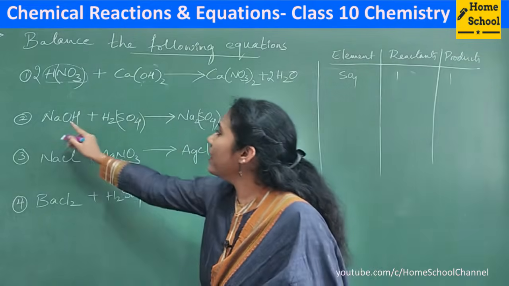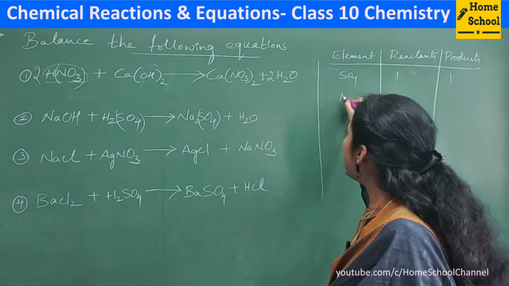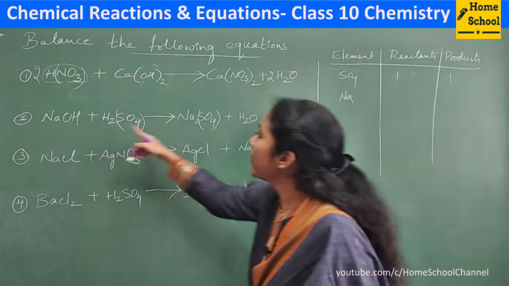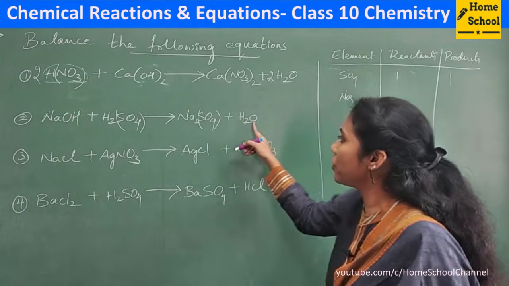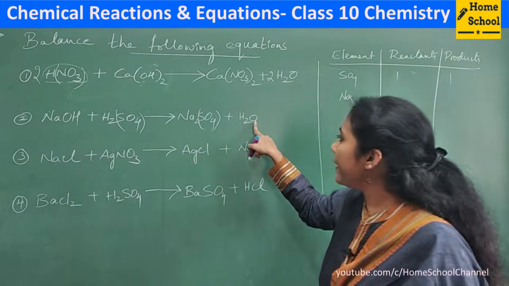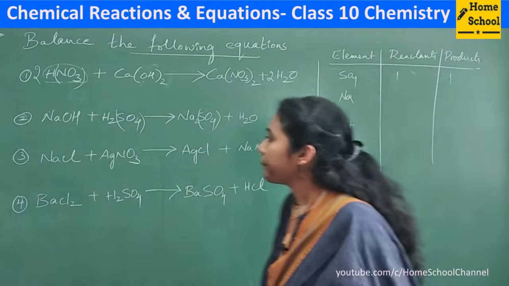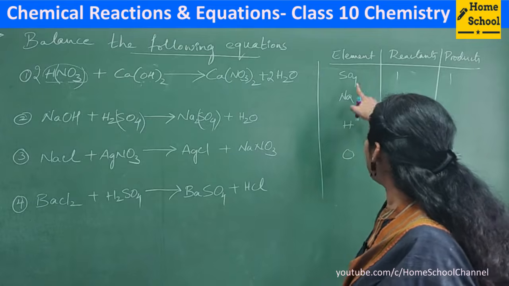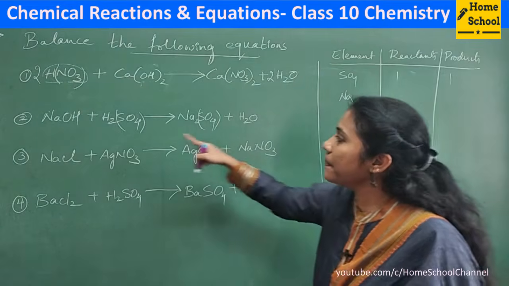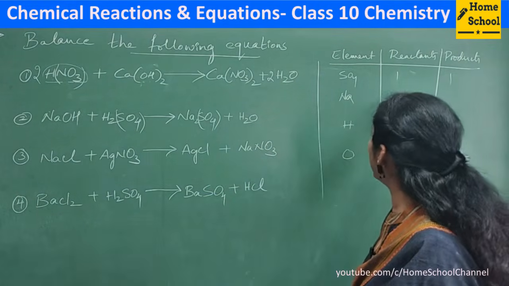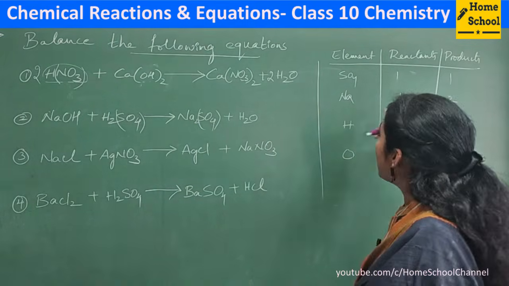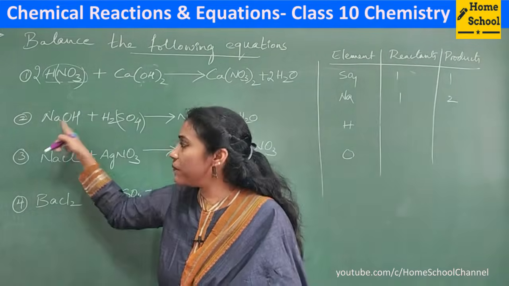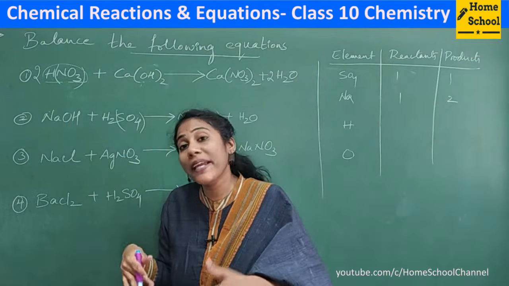And next go for the metals. Which are the metals you have? Sodium, right? After sodium, remaining is hydrogen and you have oxygen also. Fine. So now sulfate is balanced. How many sodiums in the reactant side? Only 1 is there. How many sodiums in the product side? 2 are there. So you need to balance sodium which is there in the reactant side. You should make it 2.